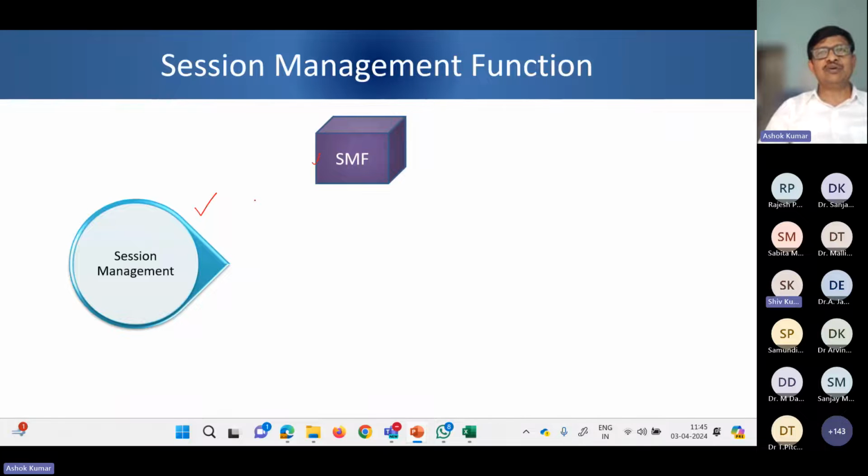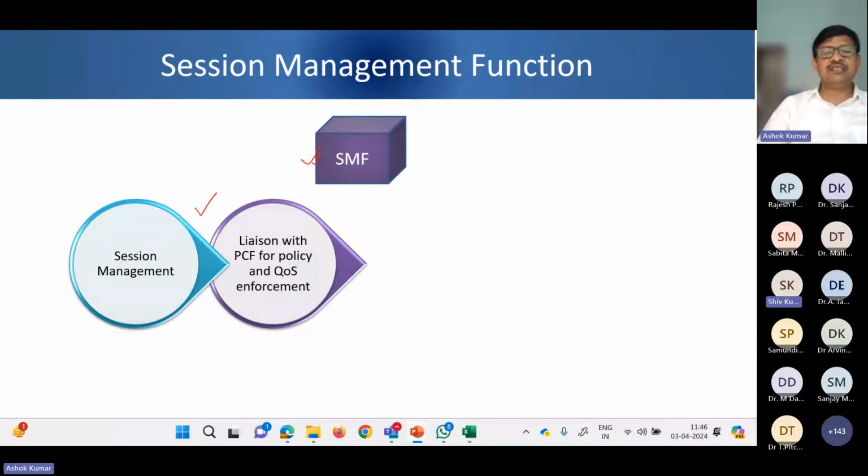And as I'm talking about PDU session being a user plane functionality, the actual implementation is done in the user plane, but the decisions are taken by the session management function, SMF.